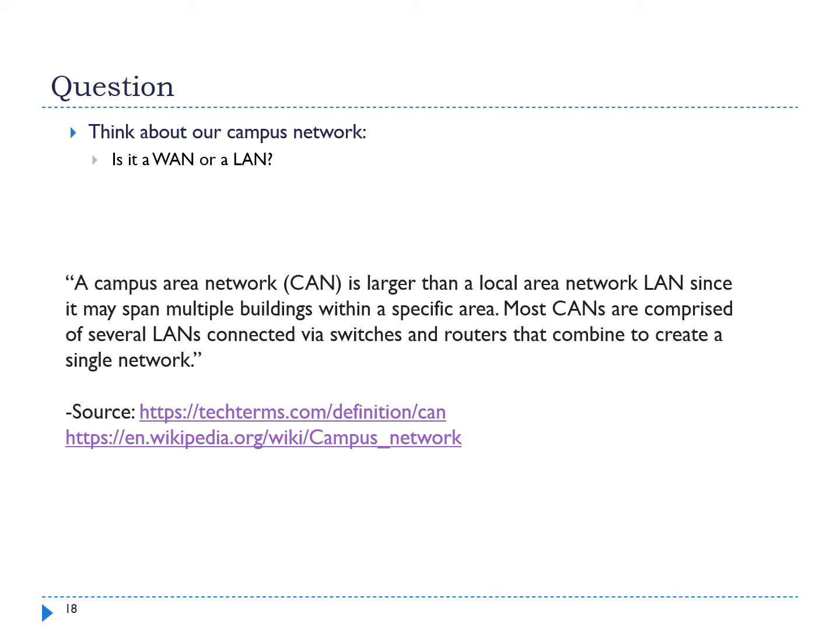Usually, a campus area network can span multiple buildings within a specific area, and usually they have several LANs connected via switches and routers and then combine to create a single network for the campus. That's why I said a campus network's size is a little bit larger than a LAN but smaller than a typical WAN.